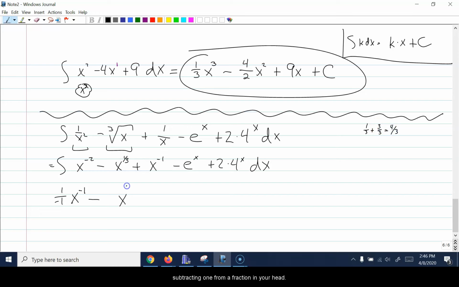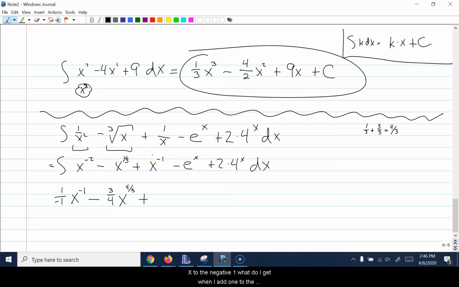Just like you got pretty good at subtracting 1 from a fraction in your head during derivatives, you're going to get pretty good at adding 1 to a fraction in your head now. I need to divide by that number out front. I would put 1 over 4/3. You want to get the hang of 1 over a fraction is its reciprocal. The thing that goes out front is 3/4.